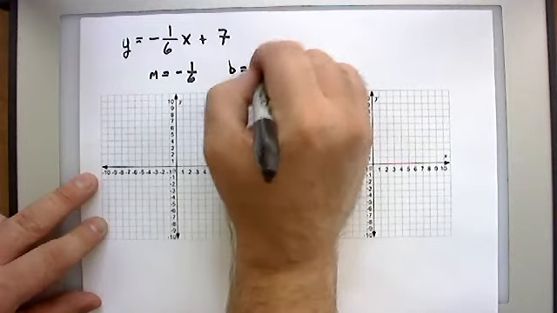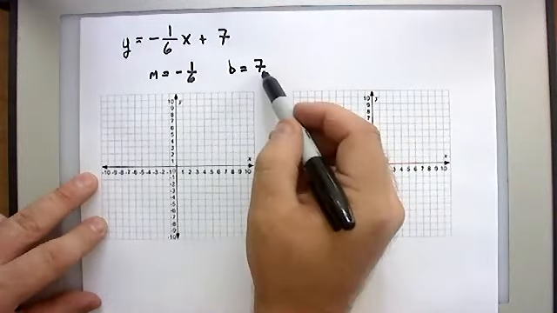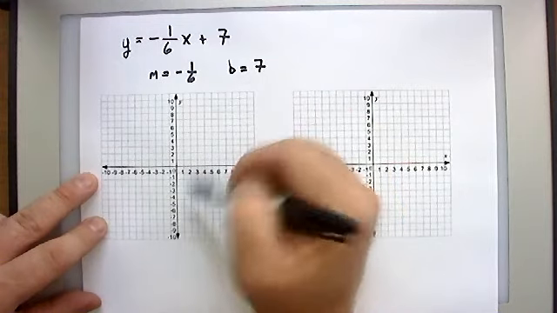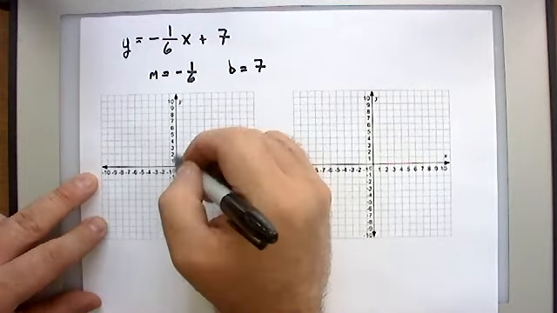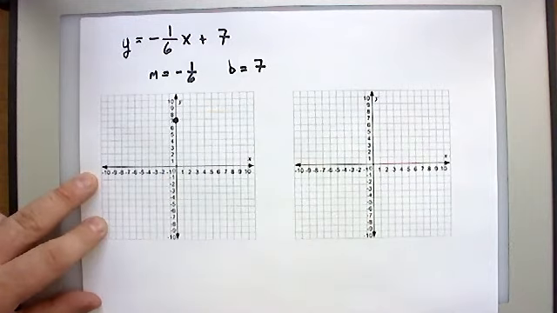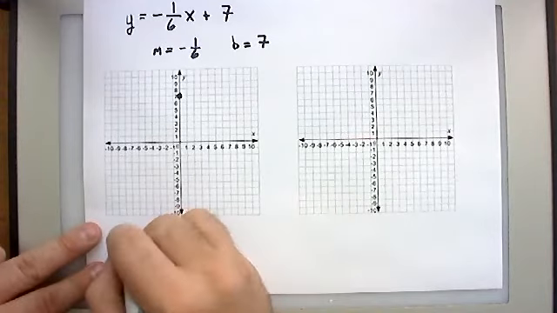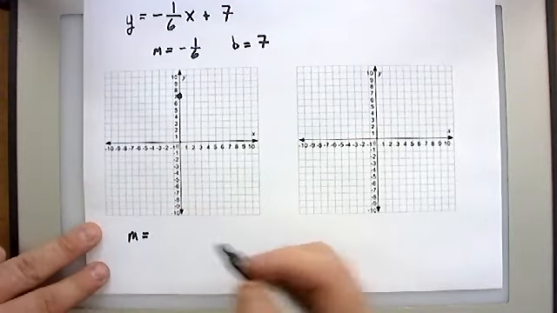And the b is 7. Okay? So start with the easy thing. Where do I start? I start at wherever the b is, and it's always on the y-axis. So I'm going to start at 7. 1, 2, 3, 4, 5, 6, 7. Right there. Okay? Now the slope. Let's do that down here. My slope is negative 1/6.